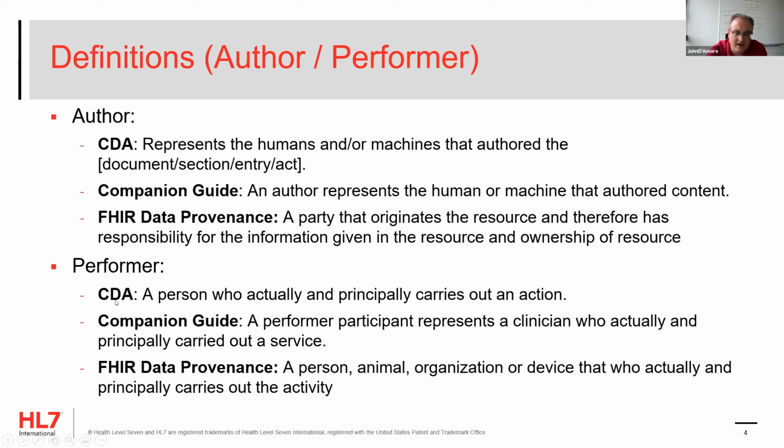For performer, CDA says a person who actually and principally carried out the action. For the companion guide, it's a performer participant that represents a clinician who actually and principally carried out a service. For FHIR data provenance, it's very similar: a person, animal, organization, or device that actually and principally carries out the activity. So this is just getting started.